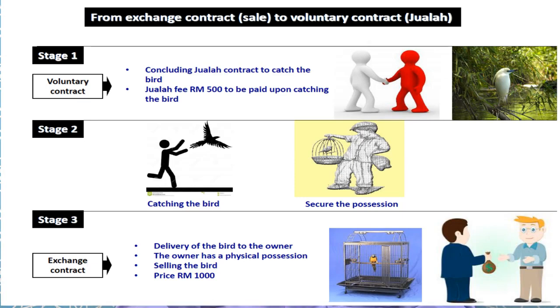Upon catching the bird and securing possession, the qabd, it will be delivered back to the owner who initiated the ju'ala contract, and he will pay the ju'ala. Let's assume the ju'ala is 500. So you will give him 500, either in cash, or it will be a liability that you should pay him because he gave you the bird, either on the spot or later on. That is the arrangement.